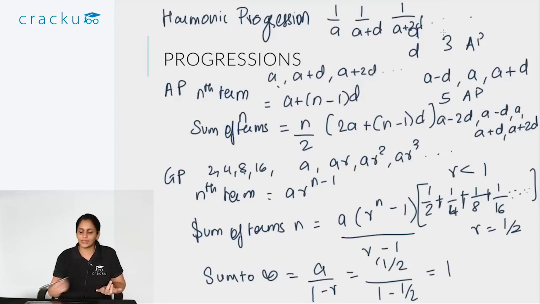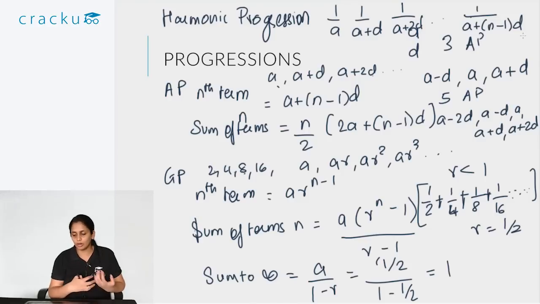The nth term will be 1 upon a plus n minus 1 d, but there is no easy way to calculate the sum of the terms or anything of that sort. So there's not a whole lot of point in dwelling on harmonic progression as such. Essentially, whenever you have to calculate anything like the nth term of it, convert it into an arithmetic progression, find the nth term of the arithmetic progression, and 1 by that is the term of the harmonic progression. So this is the basics of AP, GP and HP.